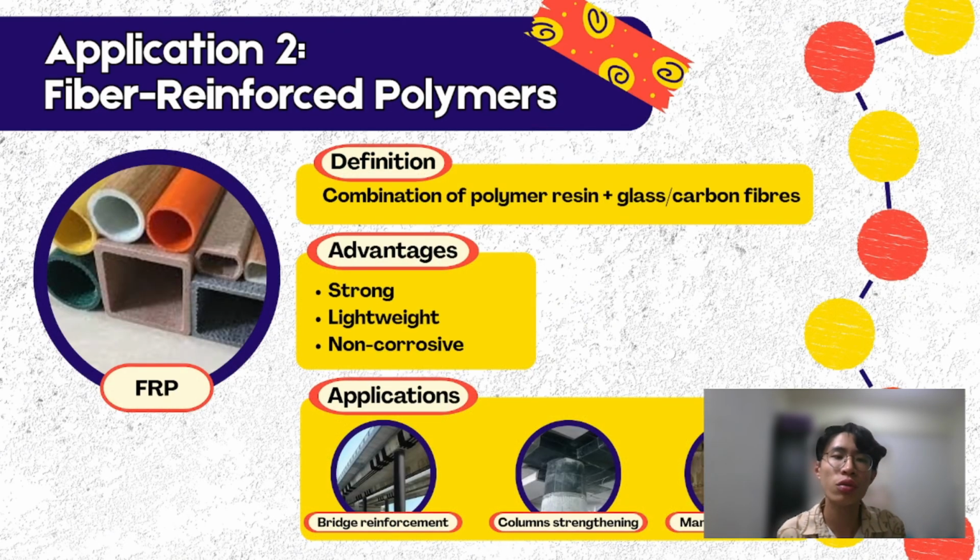Application 2 is fiber reinforced polymers, which is known as FRP. These are a combination of polymer resin plus glass, or the other combination is polymer resin with carbon fibers. The advantages of these materials are that they are strong, lightweight, and non-corrosive. They are mainly used in bridge reinforcement, column strengthening, and marine structures.